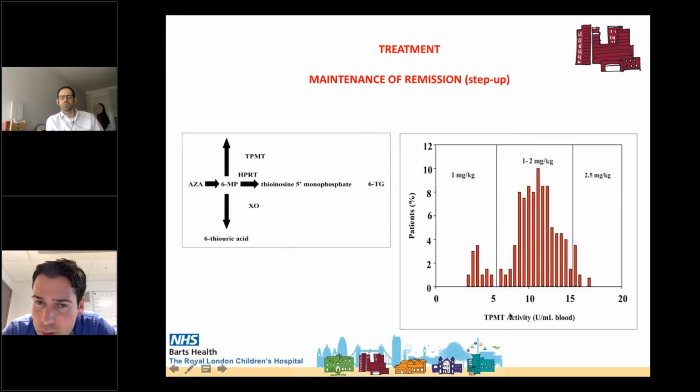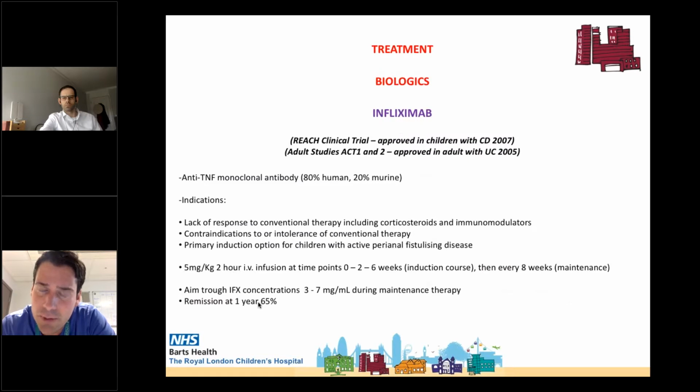And this is how your TPMT activity will allow you to decide how much azathioprine you're going to give the patient. So if the enzyme is produced in a normal range, you give 1 to 2 milligrams per kilo of azathioprine. But if there is a slight deficit of that, you go for 1 milligram per kilo. If it's completely absent, you will not use azathioprine or 6-MP, because they will not be able to metabolize it and you will have lots of toxic compound.